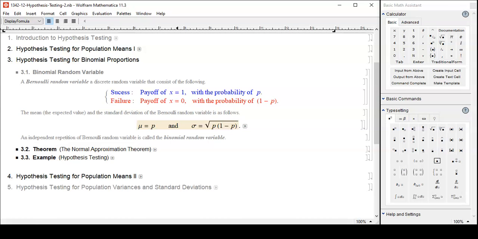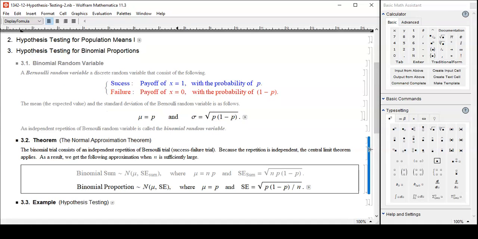Now, from here, apply the central limit theorem. Repeat it over and over and over again independently and take the average. That's called a binomial average or binomial proportion. Because I'm taking the average, the expected value remains the same, p. And as for the new standard deviation, which is called SE, the standard error, it is sigma over square root of n, so we ended up getting this.